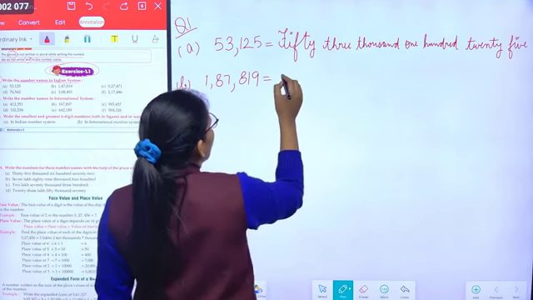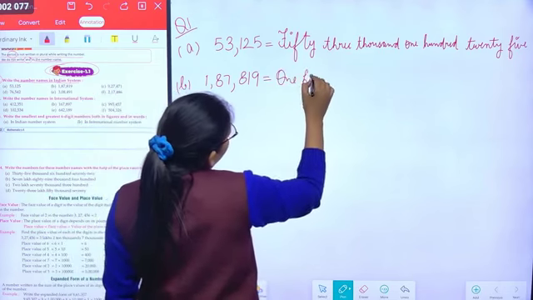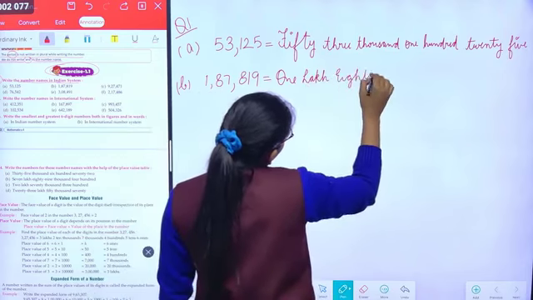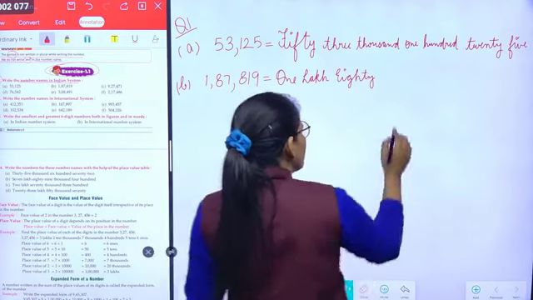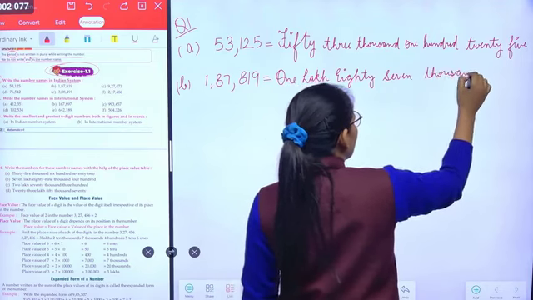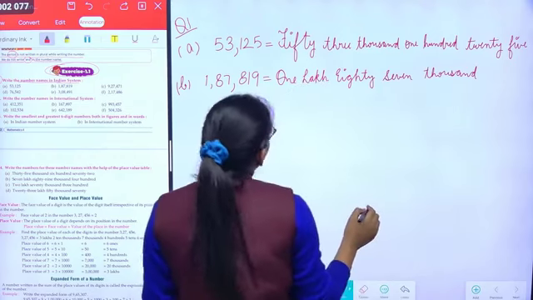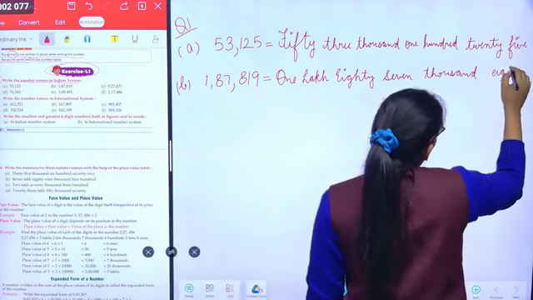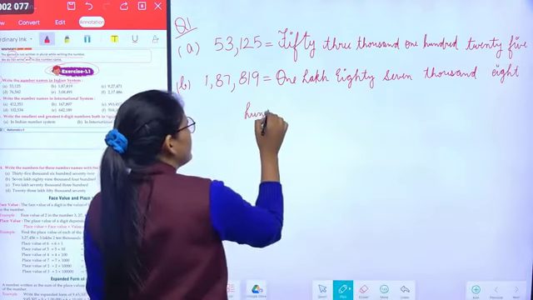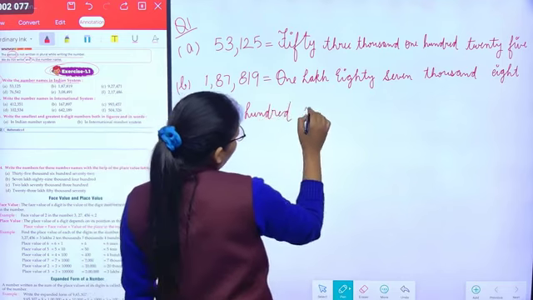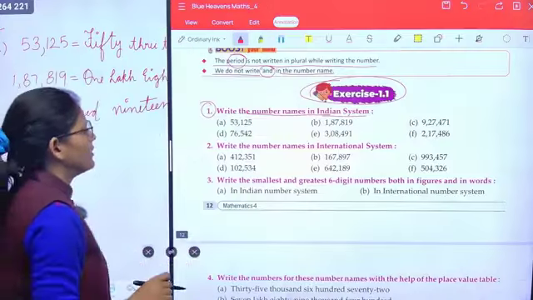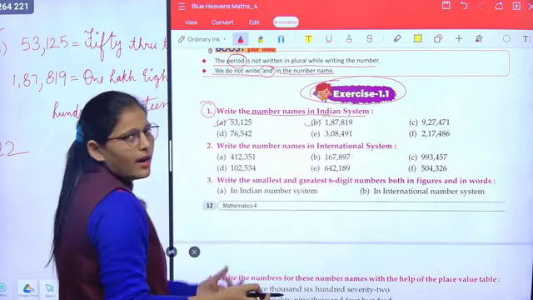Now it is 1,87,000 and 819. Understand class? All have understood? Yes class, A and B part is done. Rest of the parts do yourself.